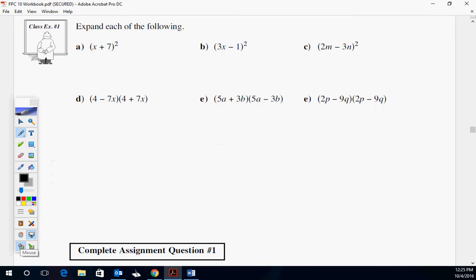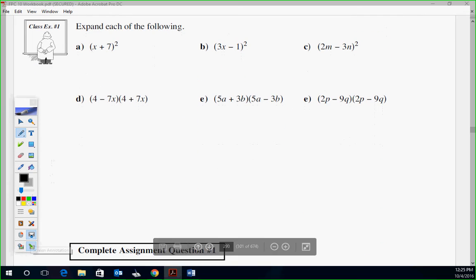Expand each of the following. So try to use that pattern if you can. So x plus 7 squared would be x squared. 7 times x times 2 is 14x. 7 squared is 49. So I'm timesing this number by 2. That creates the middle. I'm squaring the outsides and putting it outside.